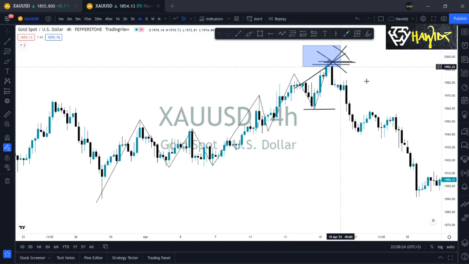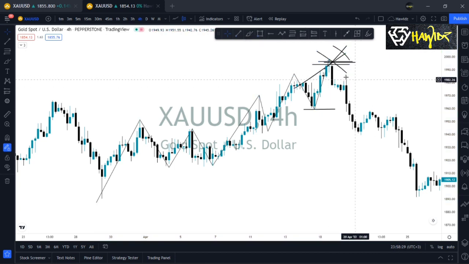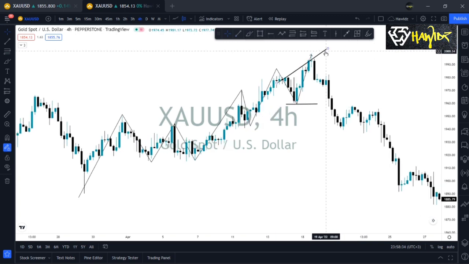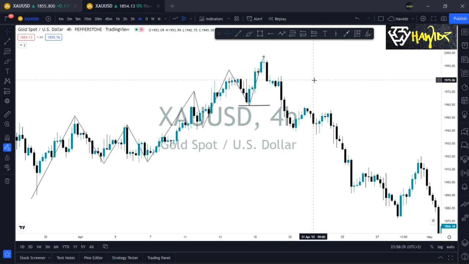So let me clear this bunch of stuff here. Boom. This stuff right here doesn't matter. What matters now is that this low is broken. So we start to look for potential areas where price would retrace before making that continuation.